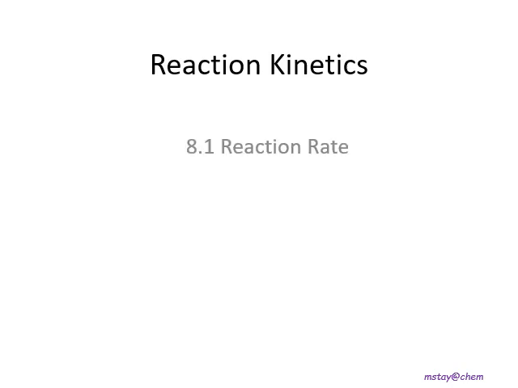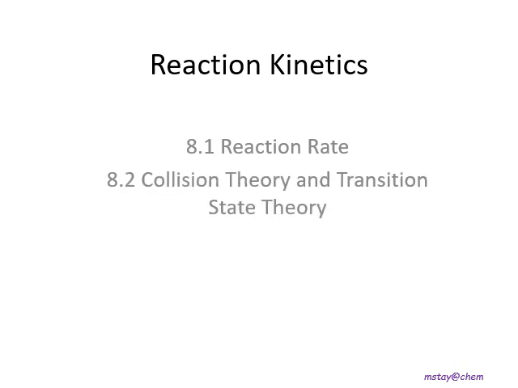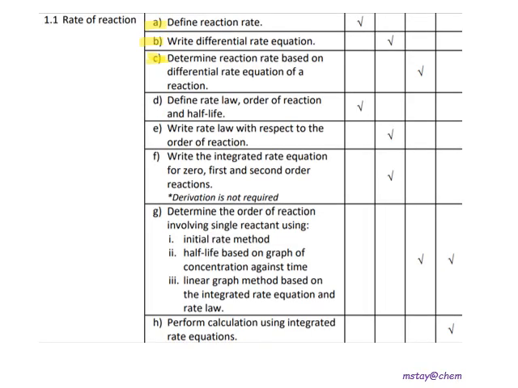In this video, we are going to start with chapter 8, Reaction Kinetics. In this topic, we have three parts. First is reaction rate. Second, collision theory and transition state theory. And the third is factors that will affect the reaction rate. Generally, these are the learning objectives in the first part, rate of reaction.